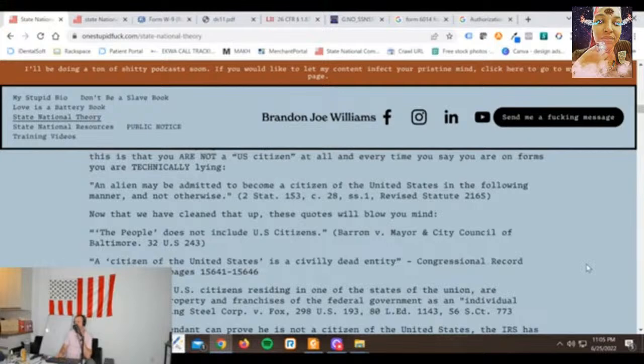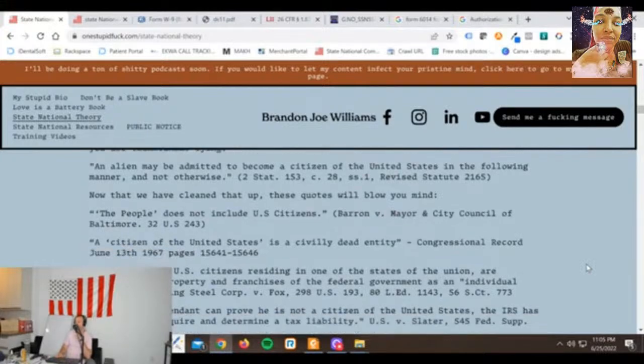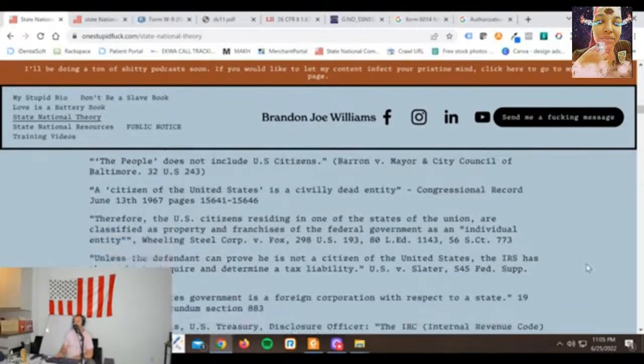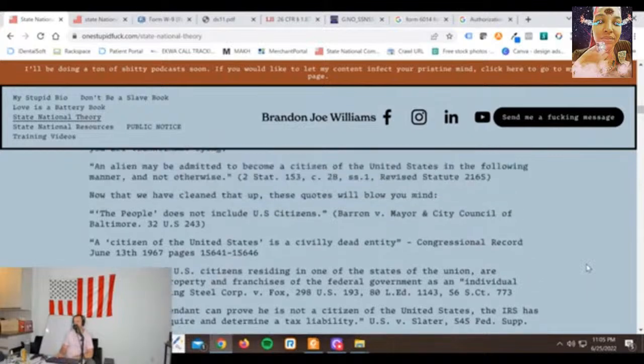So you're not a U.S. citizen, even if you want to be one. You kind of have to go through this whole process to even become one, and it's just too confusing anymore because it doesn't even mean the same thing as it meant when this was written. I don't think U.S.